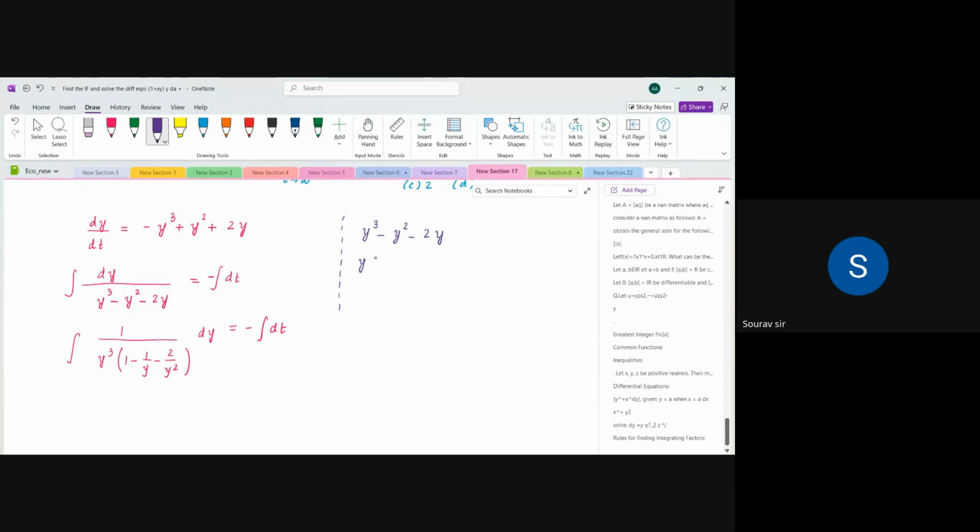y out. y square minus y minus 2, this breaks into what? Y square minus y minus 2, so minus 2 plus 1. Y minus 2 or y plus 1.